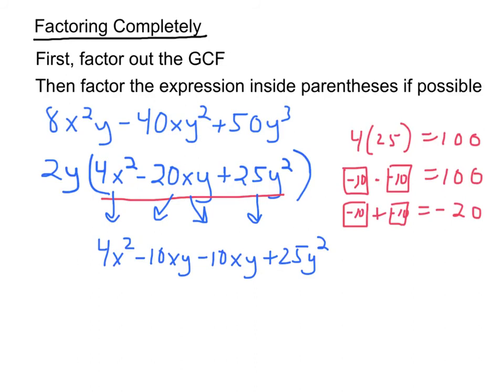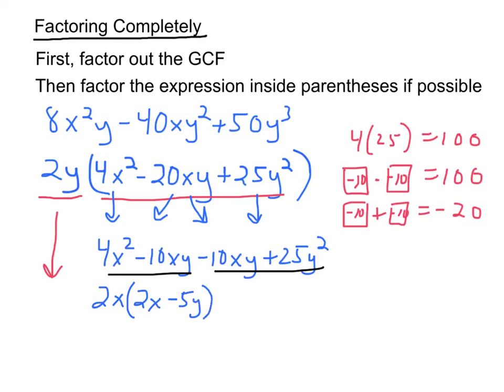Now this 2y, that was the GCF at the beginning, we are going to have to bring that down in front of our final answer at the end. So we won't forget to do that. But for now, I'm not going to write that down. So now we group the first two and the last two, and the GCF in the first two would be 2x, which leaves us with a 2x minus a 5y. And then we want to leave a blank and then write down the 2x minus 5y over here.